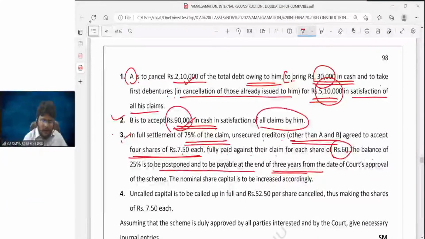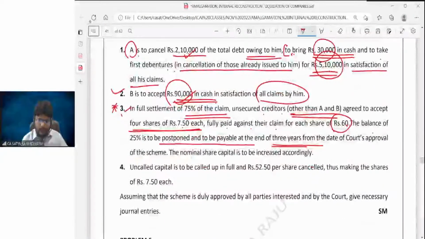This is all about point number 3. Any doubt, guys? Let me know in point number 3. No doubt, right? Understand, right? Next. Come to point number 4.